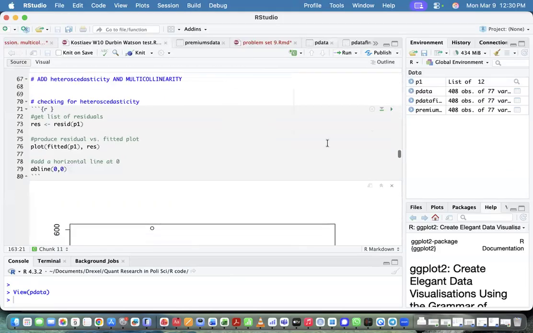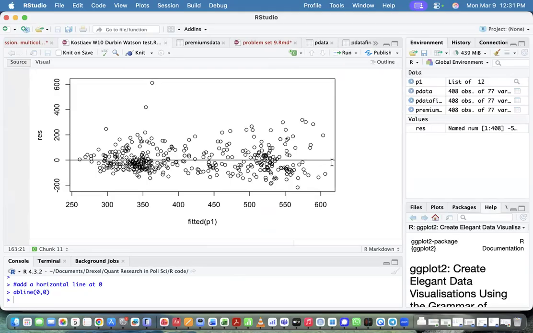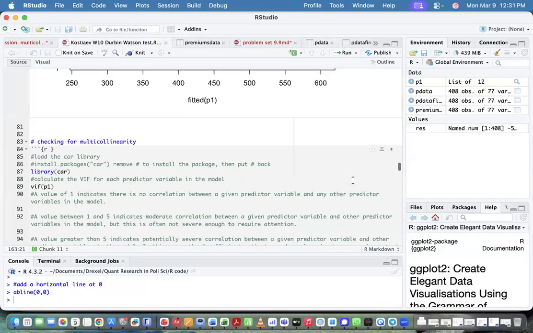And then we check for heteroscedasticity. And again, since distribution of errors doesn't seem to be random, there's some kind of pattern here. Sadly, we do have heteroscedasticity in the model.